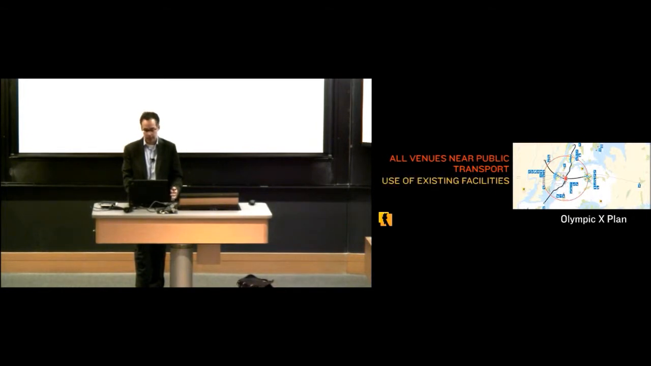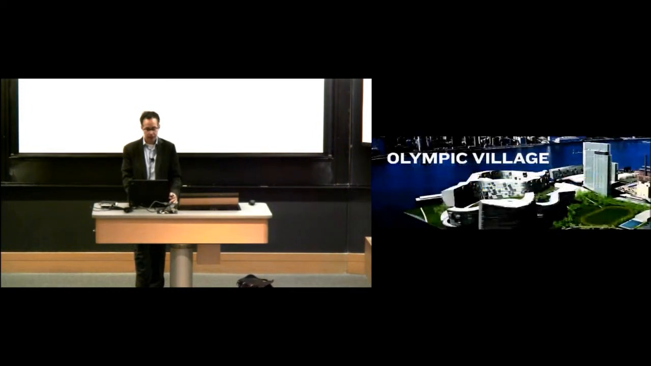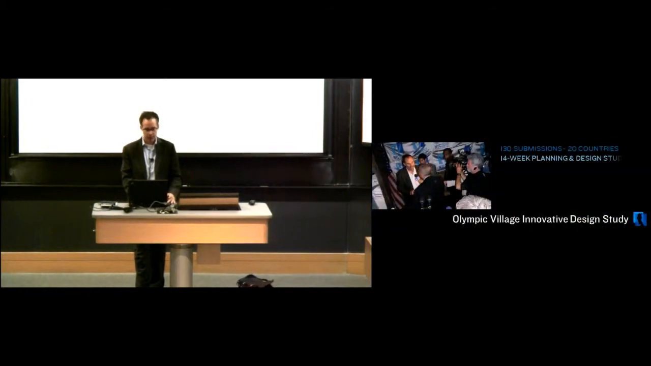So again, the plan was to have all the venues near public transport so all the spectators could arrive without having to drive. The use of existing facilities, to have as many of these facilities in the city or as close as possible to the center of things. And then the Olympic Village, and the idea was to be across from the United Nations in Queens.